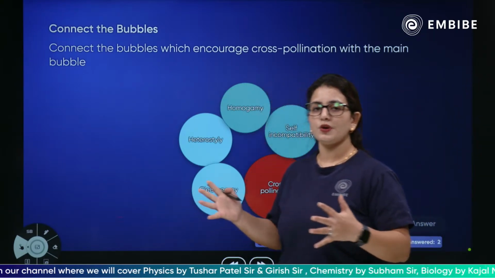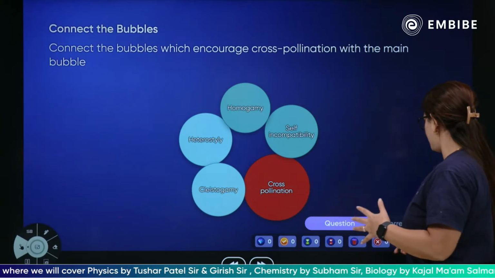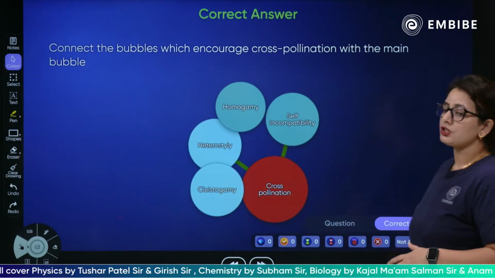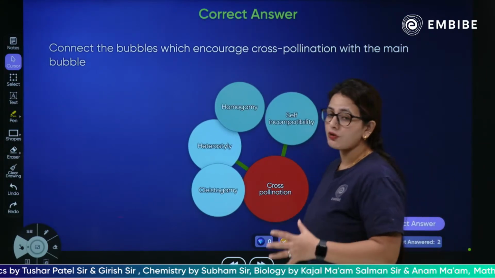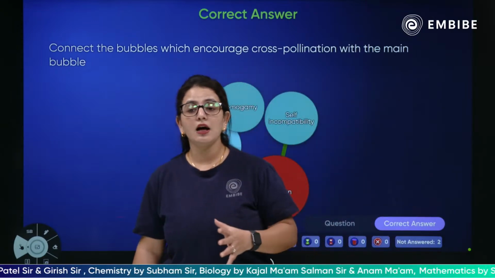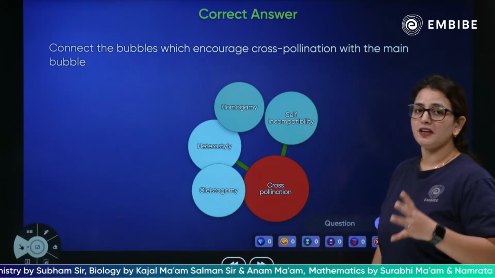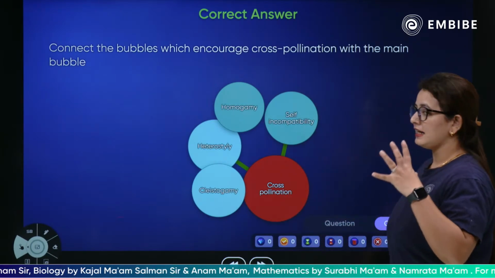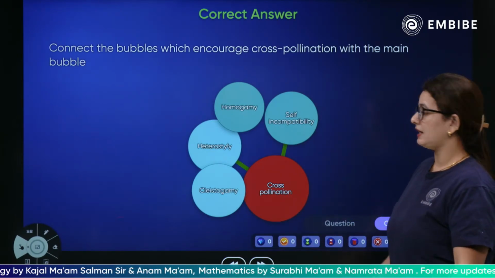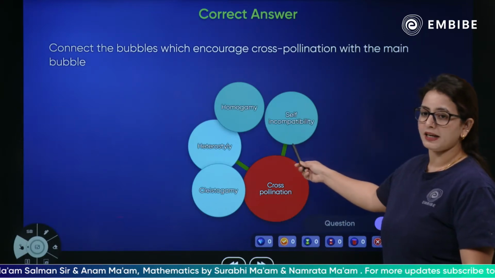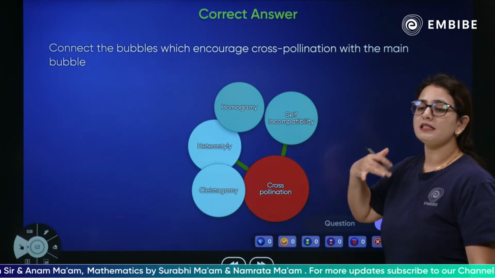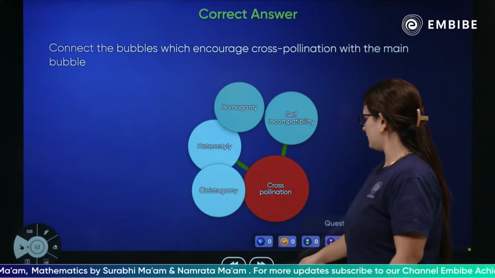Which among them is going to promote cross pollination? Yes, cross pollination is going to be promoted by heterostyly. If the pistil, which contains the style, stigma and ovary, has a style that increases in length and doesn't come in contact with the anther, and there is self incompatibility where the stigma rejects the pollen grain.